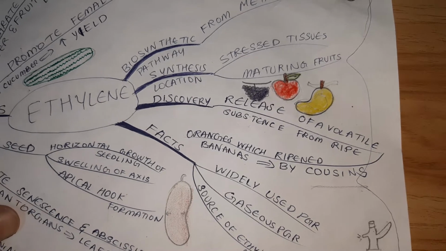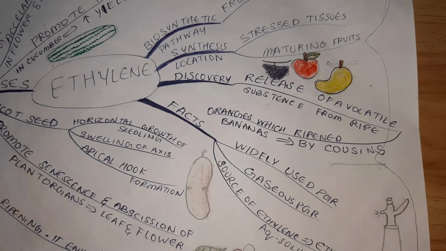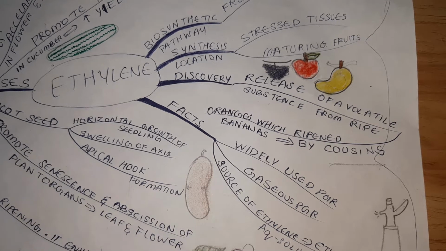Now, the facts about ethylene. Ethylene is the widely used PGR, that is plant growth regulator. Ethylene is the most used, and this is a gaseous PGR. This is obtained in the form of gas, not as a liquid or a solid. This cannot be isolated so easily. It is a plant hormone in the form of a gas.